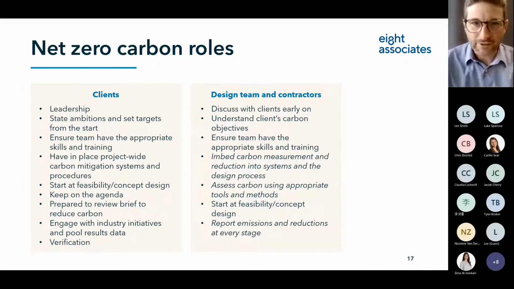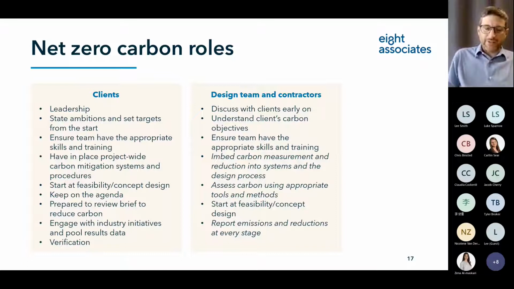And then design team and contractors, I've lumped those together because contractors often do have an element of design in them. It's about constantly looking at the design that's being proposed, that's maybe even on site, and looking for ways to reduce carbon.